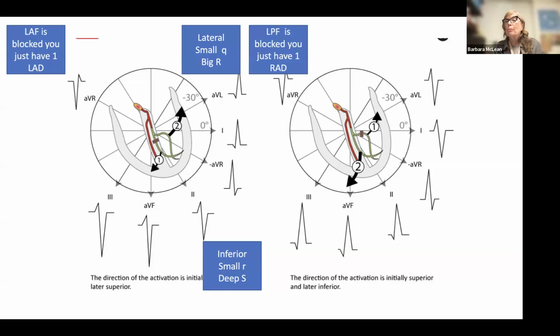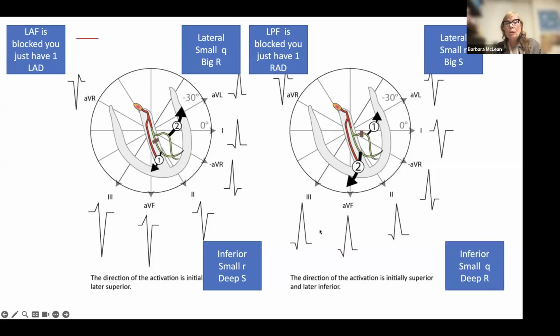If my posterior is blocked, you just have one activation for the left ventricle. That's going to give me a right axis deviation, okay? I'm going to have a small R, sorry. I have a small R in my left-sided leads, 1 and AVL, with a deep S, and a small Q in my leg leads, AVF, leads 2 and 3, small Q and big R.